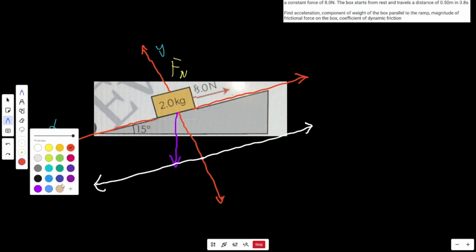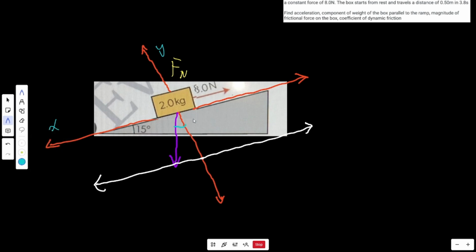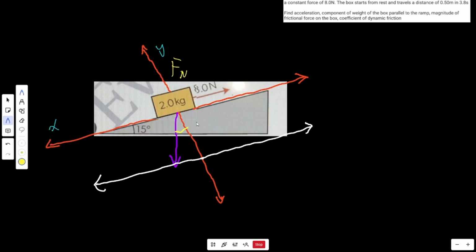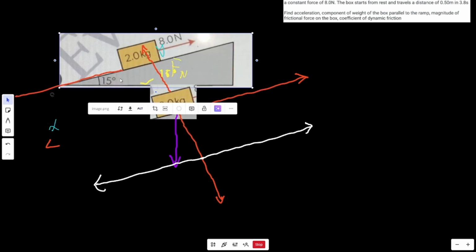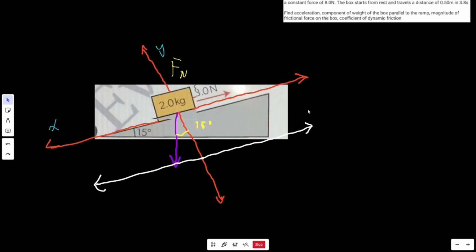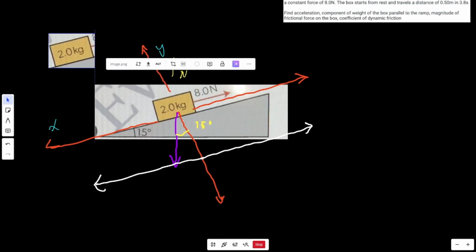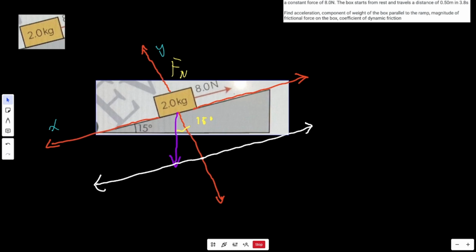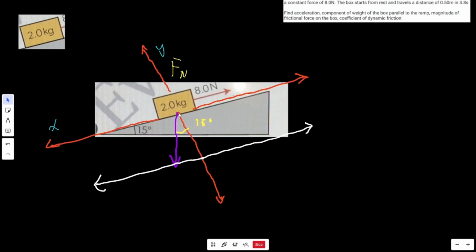Wait, let's use a different pen. Let's use blue. This angle right here, no, I can't see blue. Yellow? Okay, this angle right here is 15 degrees. Okay, so if you guys can see it, let's remove that. Wait. Okay, there. Why is that there? Okay, anyway, there.